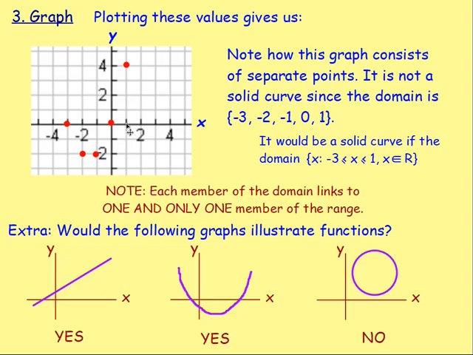Again, each member of the domain links to one and only one member of the range. So in other words, every single X value links to only one Y value. So you can see here when X is -3, that's the only Y value. When X is -2, this red dot, that's the only Y value. When it's -1, again, that red dot, that's the only Y value. So we're fine. Would the following graphs illustrate functions?